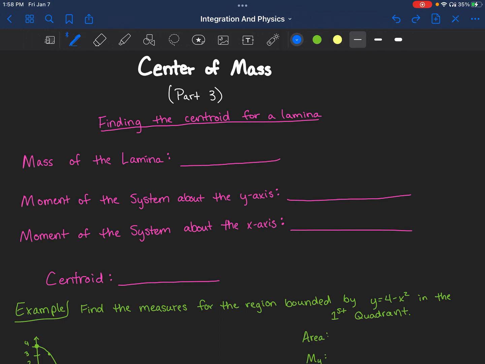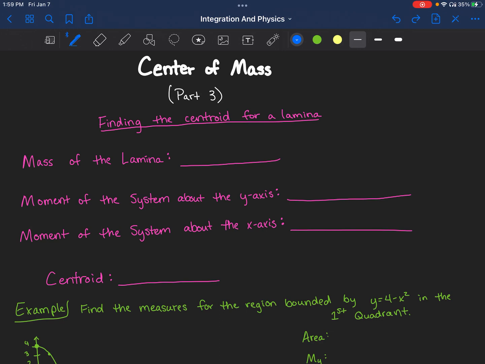And I also talked about the definition of what a lamina is, and that's going to be important in this video because a lamina is still 2 dimensions, x's and y's, but it's more of a continuous thing where I can't separate and pick out individual points. And so what I'm going to talk about here is how to find the center of mass, aka the centroid, for a lamina. And the first thing I want to talk about is how to find the mass of a lamina.